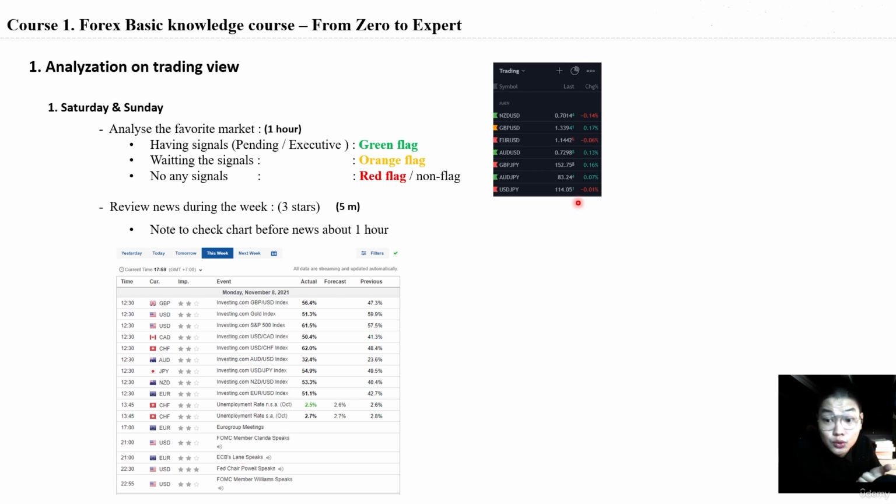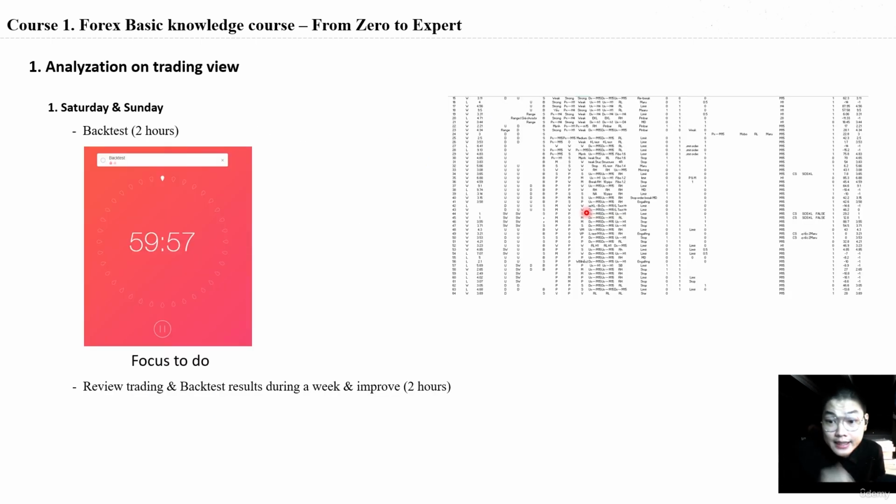And normally new traders forget the news and avoid the news in the markets. The next step I do on the weekend, like Saturday night, Sunday, is backtesting. Normally I will backtest 2 hours in this weekend.